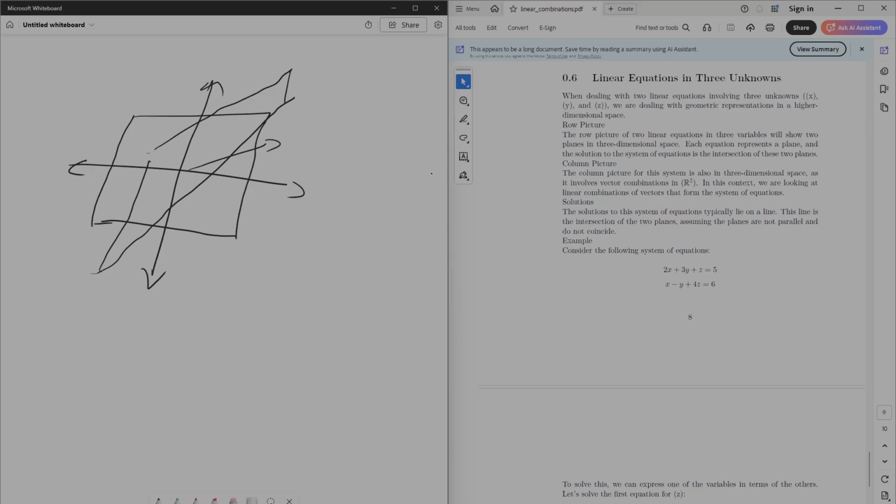so let's say they intersect somewhere. The solution will be the intersection of these two planes. Say this is plane 1 and this is plane 2. Say this is x, y, and z. So the intersection will be somewhere here because this goes underneath, so it will be somewhere here.